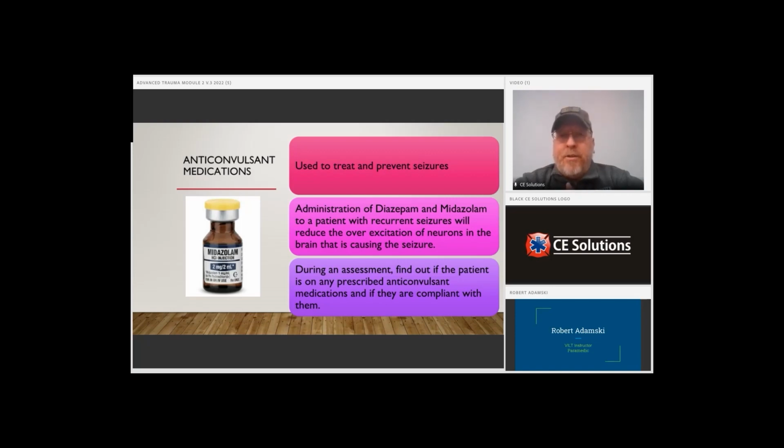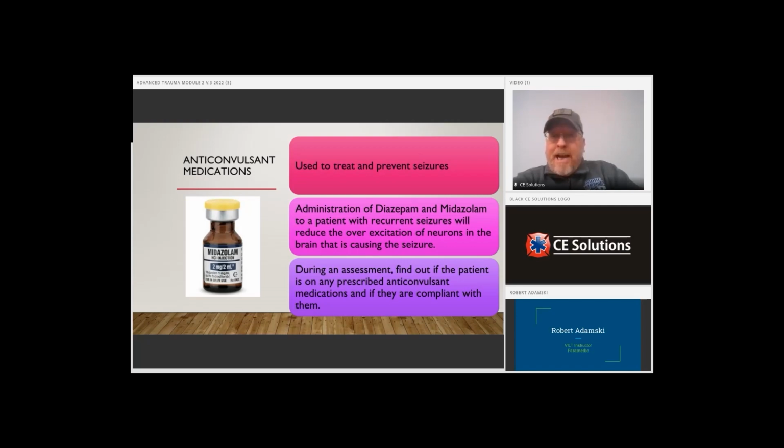Typically, the most commonly used ones in the pre-hospital care setting are going to be our benzodiazepines, such as diazepam or midazolam, right? And the reason why these drugs work is because they suppress the seizure center in the brain, all right, and reduce that overexcitation of our neurons, that generalized overstimulation of neurons in our central nervous system in our brain that are causing that seizure in the first place.